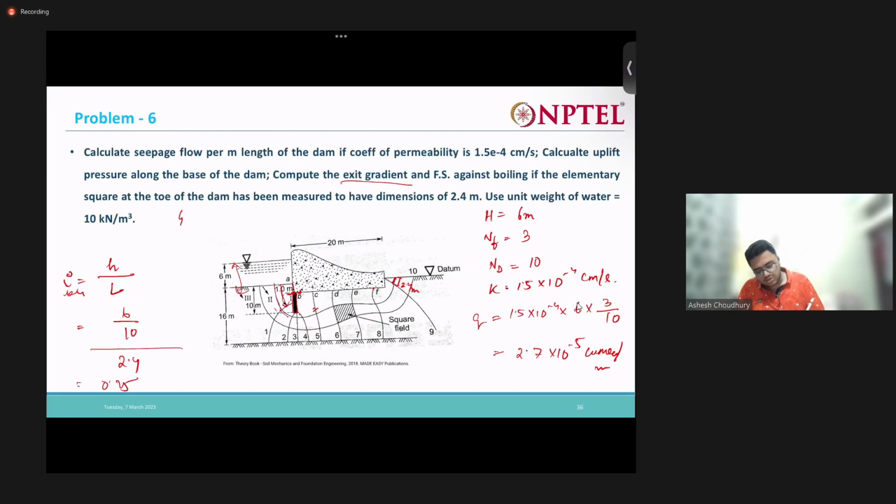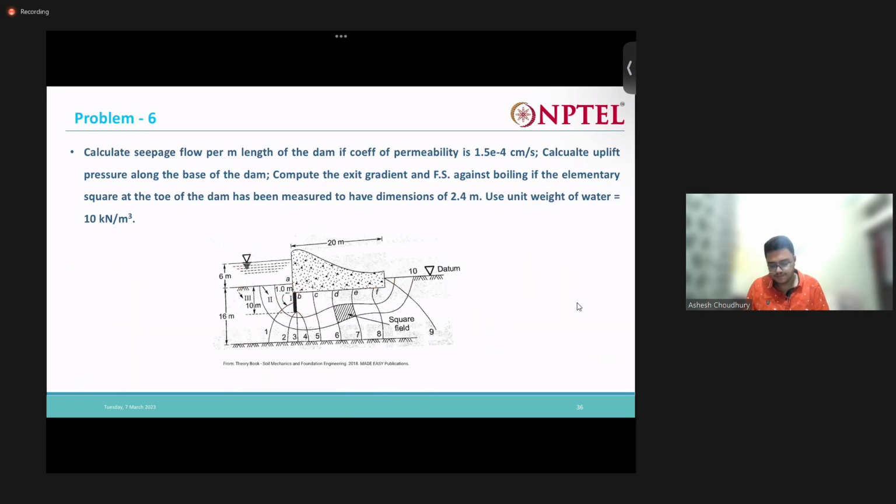If it's 1, what will be the factor of safety? What is the formula for factor of safety? I critical by I. So what is my I critical? You can safely assume it as 1 by 0.25, which is nothing but 4. So it's fine, our structure will be safe against boiling, because our factor of safety is around 4.